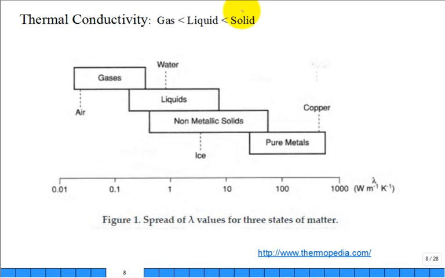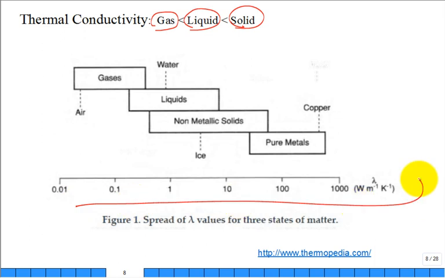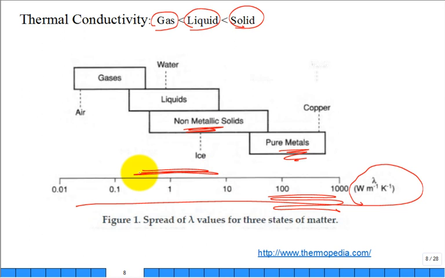Let's review again something about gases, liquids, solids. If you just had the thermal conductivity on the x-axis, what tends to have high values? Metals. Yeah, solids, metals. Non-metallic solids, a little less. Then you have liquids, and then you have gases. So the gases have the lowest thermal conductivity.